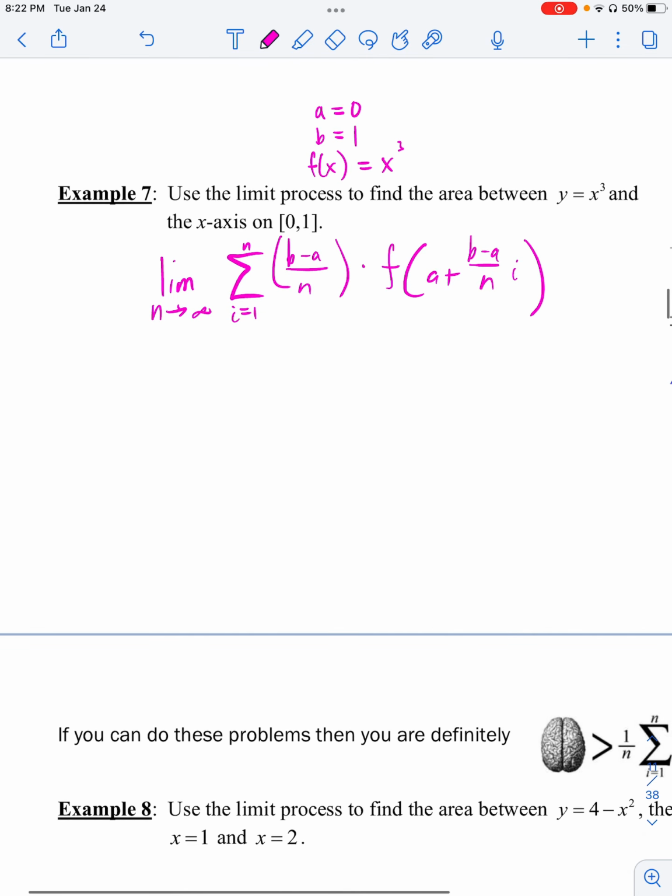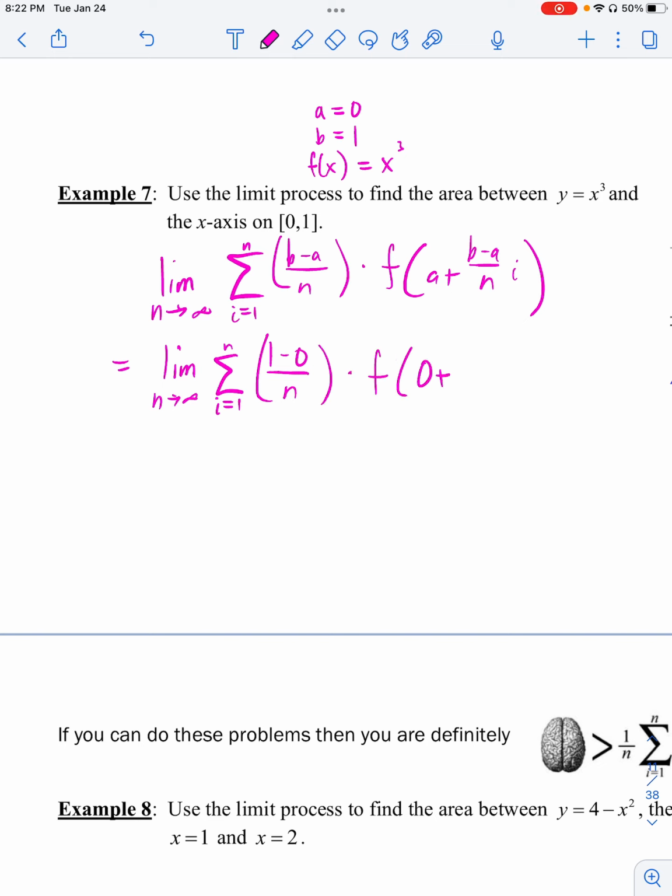Okay, first of all, let's plug in our a and our b down here. So this becomes the limit as n goes to infinity of the sum from i equals 1 to n of 1 minus 0 over n times f of 0 plus 1 minus 0 over n times i. Okay, so that's the limit. Just going to simplify some of the algebra. Times f of 1 over n times i.